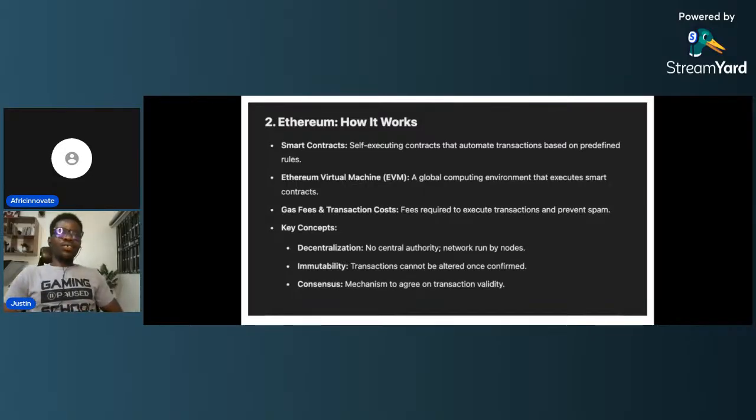So how does Ethereum work? We have different branches of Ethereum, but right now on the high level, let's talk about smart contracts. Smart contracts are self-executing transactions. They're automated based on predefined rules. Like I said earlier, you could send somebody on an errand as a smart contract. When this person delivers this task, release this amount of money to this person. It has been predefined.